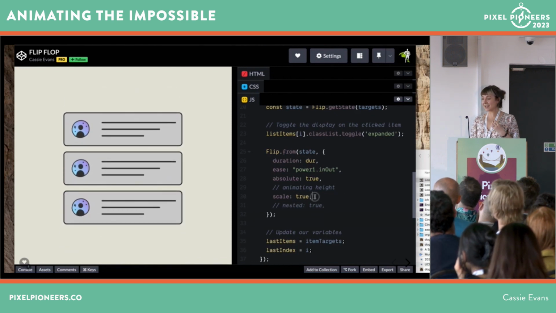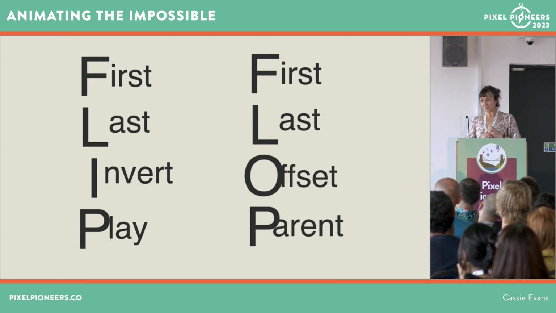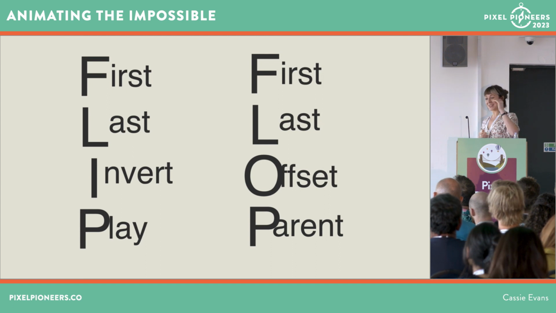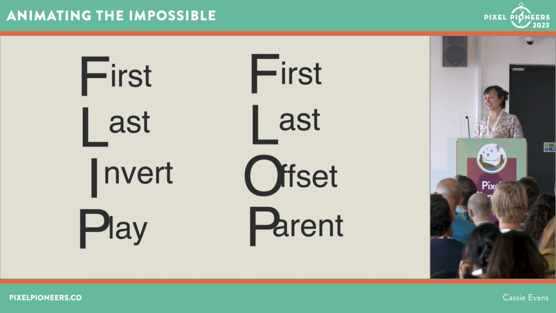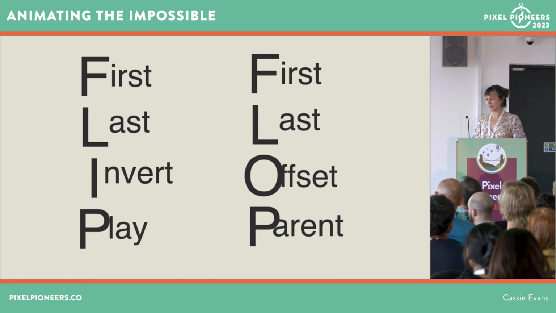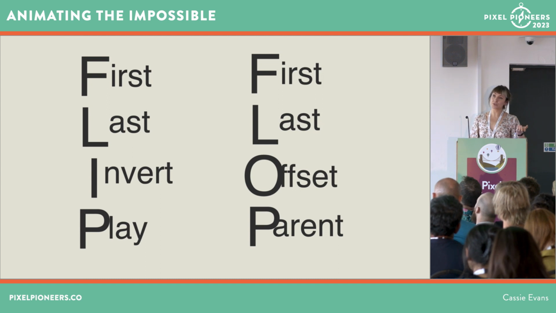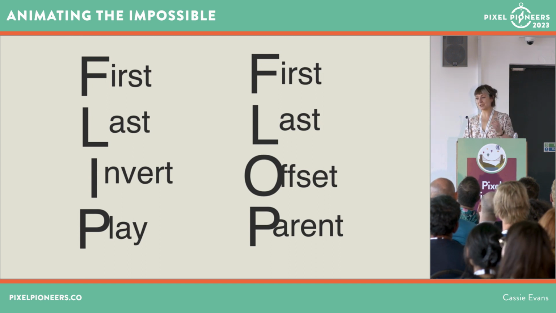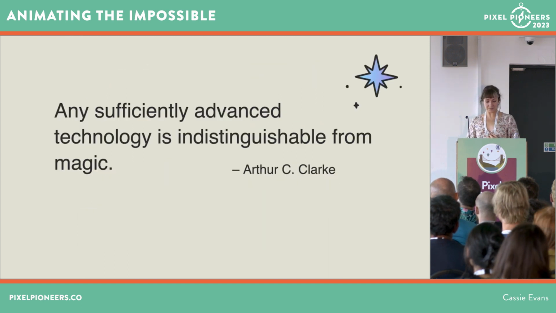So this is technically a flip-flop and not just a flip. You have to do first, last, invert, play on the parent, and then on the child, you do first, last, and then measure the offset from the parent and take that into account. If you're using the FLIP plugin, you don't have to worry about that. But if you're doing a vanilla JS approach, you just have to take that into account.